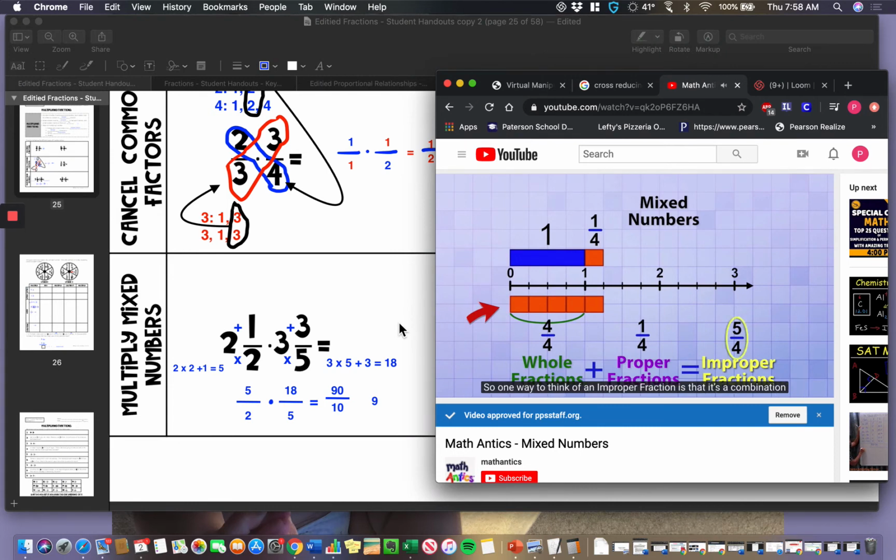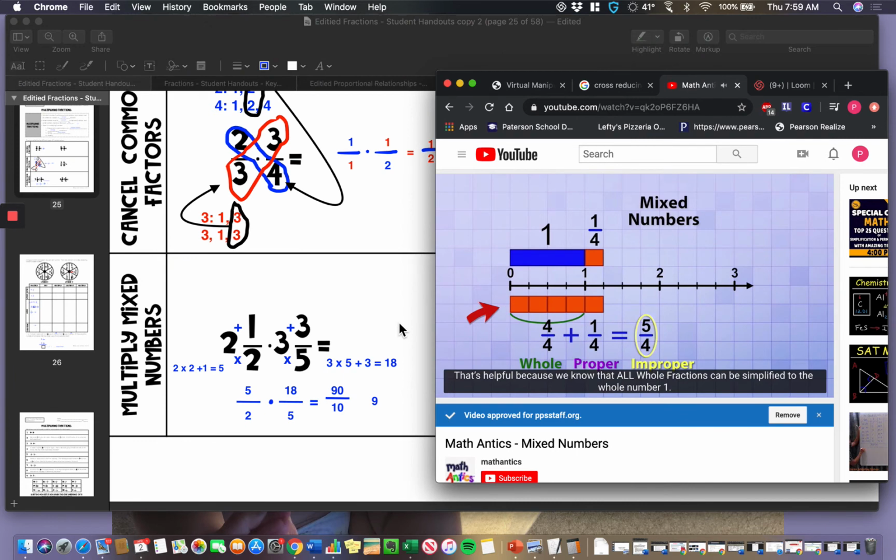So one way to think of an improper fraction is that it's a combination of one or more whole fractions and a proper fraction. That's helpful because we know that all whole fractions can be simplified to the whole number 1. And if we did that, we'd get what's shown on the other side of the number line.